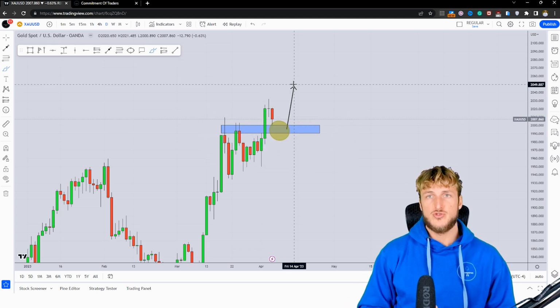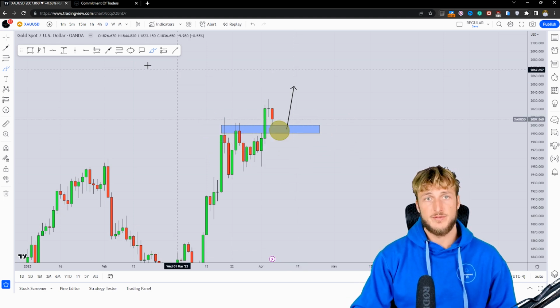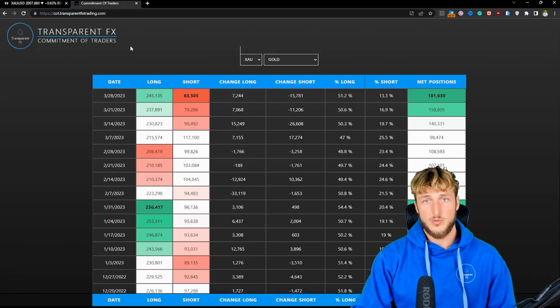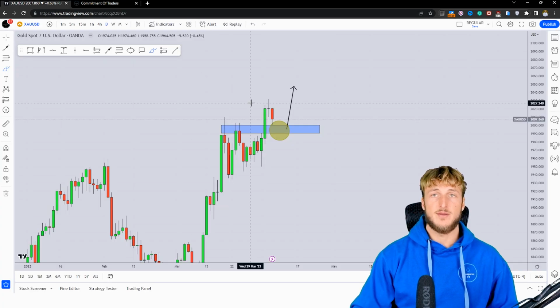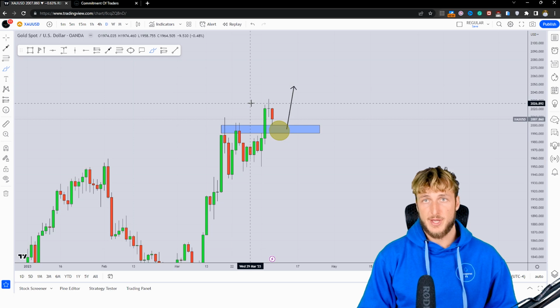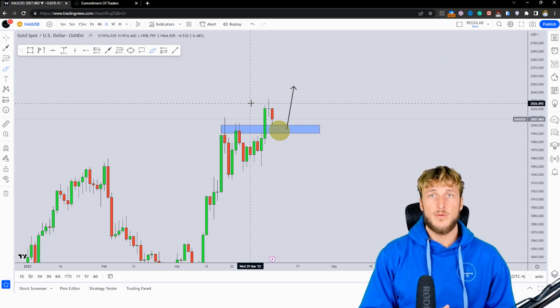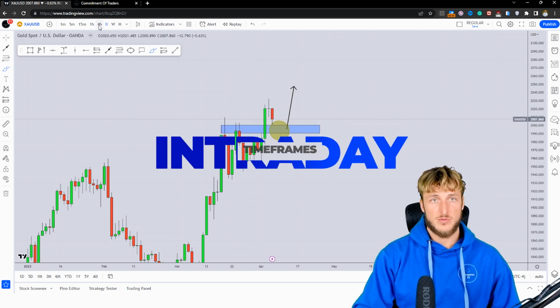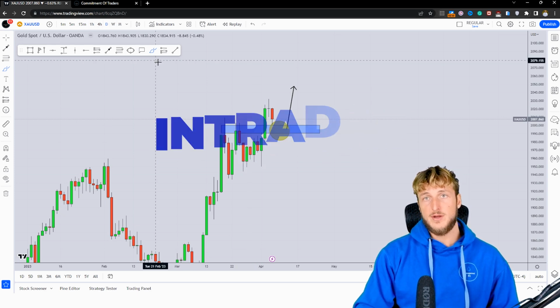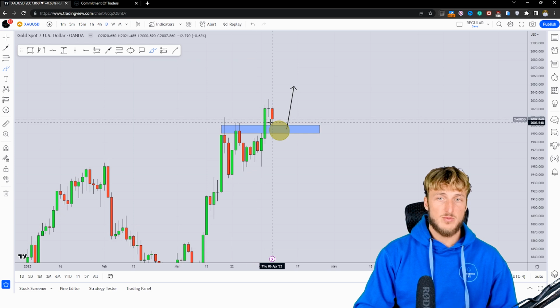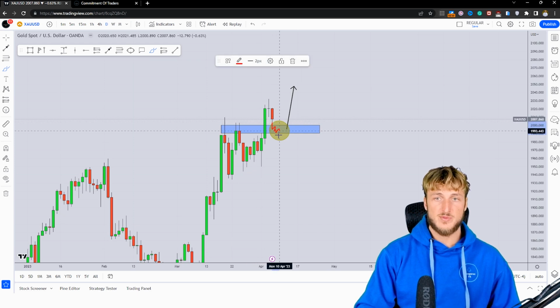Now, as usual, trading is reactive and not predictive. The monthly, weekly, and daily combined with the COT data, those are the best time frames from a directional perspective. However, when it comes to confirmations and entries, the best time frames are the intraday time frames, so 4 hour and lower.